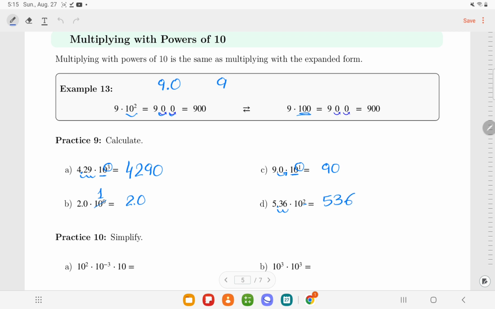And in practice 10, we're multiplying powers with the same base. Keep the base, add the exponents. 2 plus -3 plus 1 is 0. And anything to exponent 0 is simply 1. Try the next one.